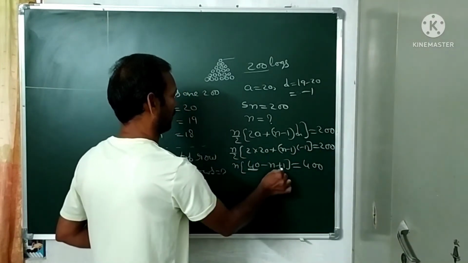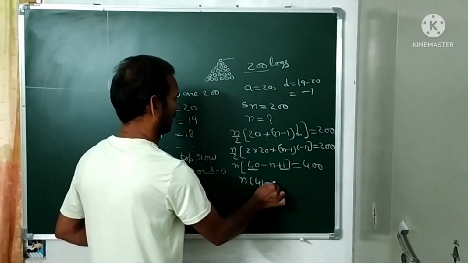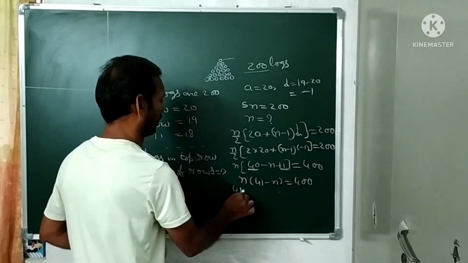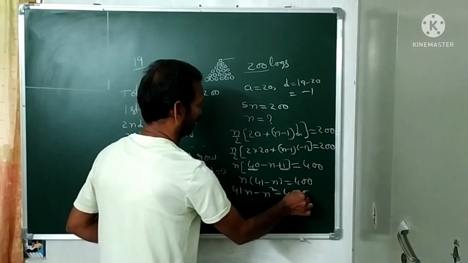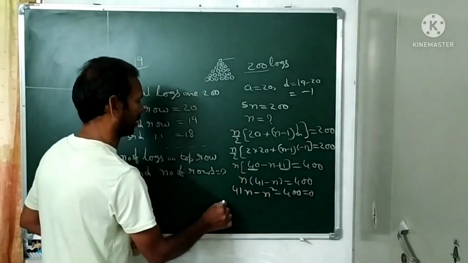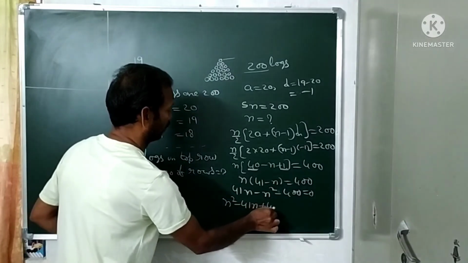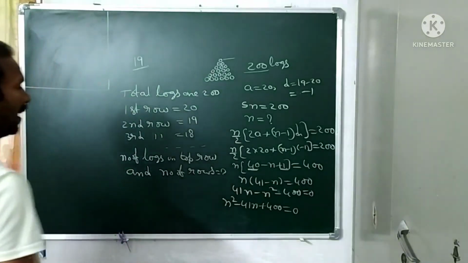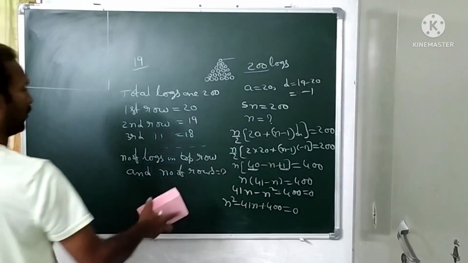So 40 plus 1, 41. n times 41 minus n is equal to 400. So 41n minus n square minus 400 is equal to 0. Taking minus common, n square minus 41n plus 400 is equal to 0. From this, you have to calculate the n value. See how to calculate the n value: factorization.